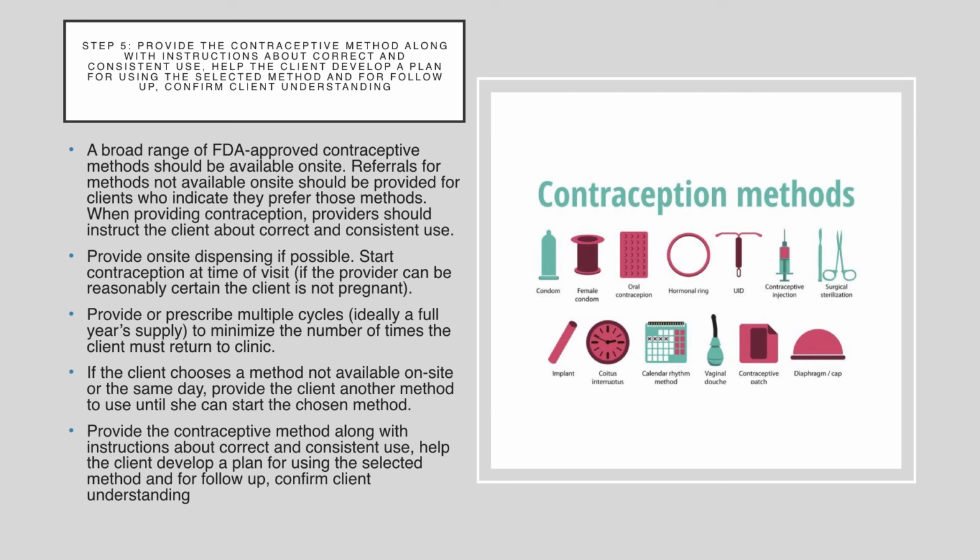Start contraception at the time of the visit if the provider can be reasonably certain the client is not pregnant. Provide or prescribe multiple cycles, ideally a full year's supply, to minimize the number of times the client must return to the clinic. If a client chooses a method not available on-site or the same day, provide the client with another method to use until she can get the chosen method.